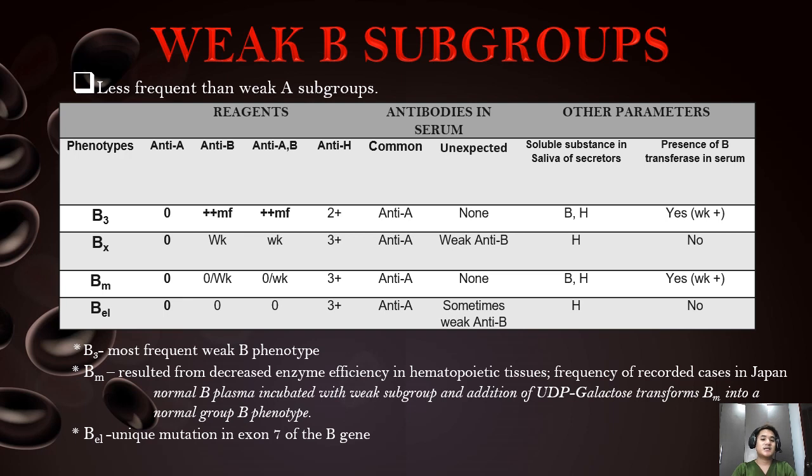So, okay, class, just an additional information. Your BM is actually a result of a decreased transferase activity in your hematopoietic tissues. It was proven by a Japanese scientist who experimented on a normal B plasma mixed with your BM weak subgroup with the addition of your uridine diphosphate galactose. And this experiment actually enhanced the enzyme activity by creating a synthetic replacement of the immunodominant sugar and transformed your BM subgroup into a normal B phenotype.